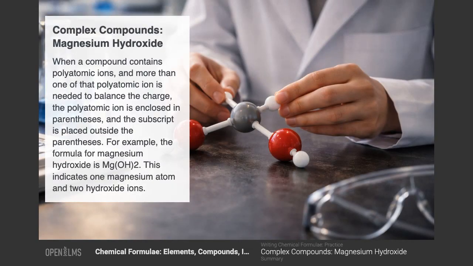Complex compounds, magnesium hydroxide. When a compound contains polyatomic ions, and more than one of that polyatomic ion is needed to balance the charge, the polyatomic ion is enclosed in parentheses, and the subscript is placed outside the parentheses. For example, the formula for magnesium hydroxide is Mg(OH)2. This indicates 1 magnesium atom and 2 hydroxide ions.